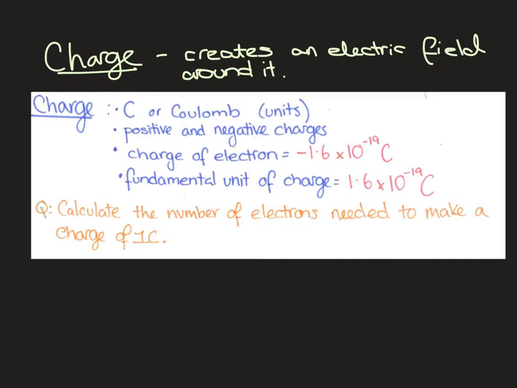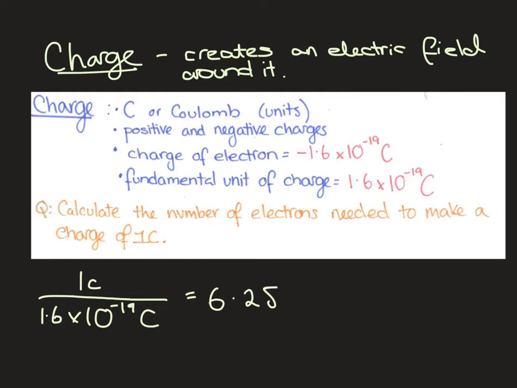So first question, just to check this is making sense, can you calculate the number of electrons needed to make a charge of 1 coulomb? Have a little go at that now and then we'll go through it. So we're going to divide 1 coulomb by the charge of 1 electron, and then we're going to see what we get. And I get, when I put that into the calculator, 6.25 times 10 to the 18 electrons.